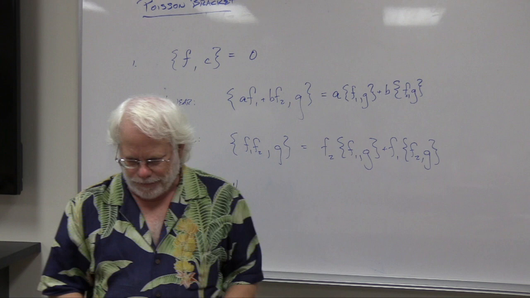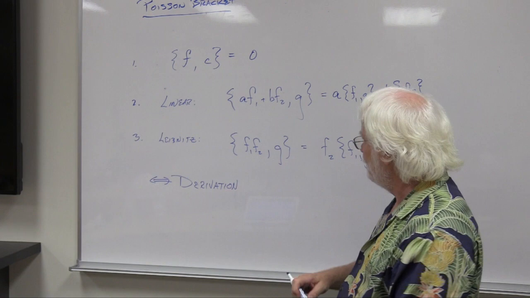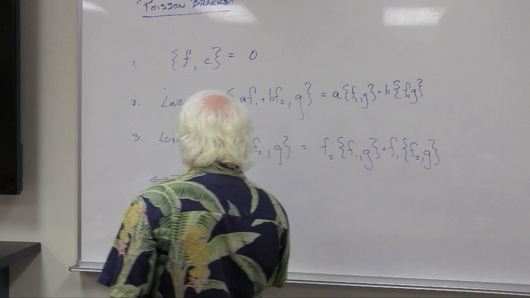So, the Poisson bracket is a derivation, holding one of the arguments fixed. Yeah, that's right. So fixing one, you get a derivative. So basically F is a derivation.